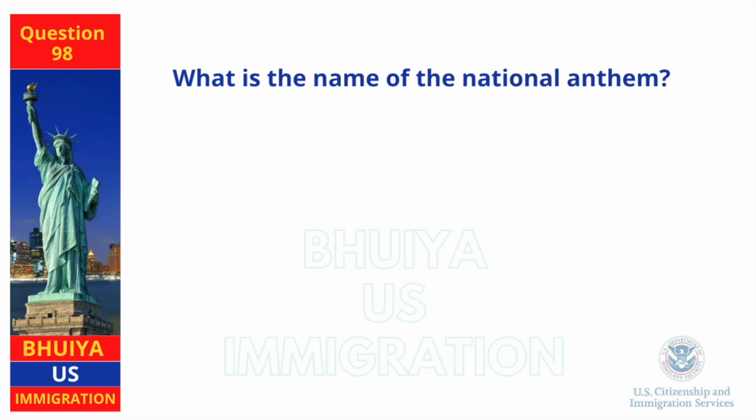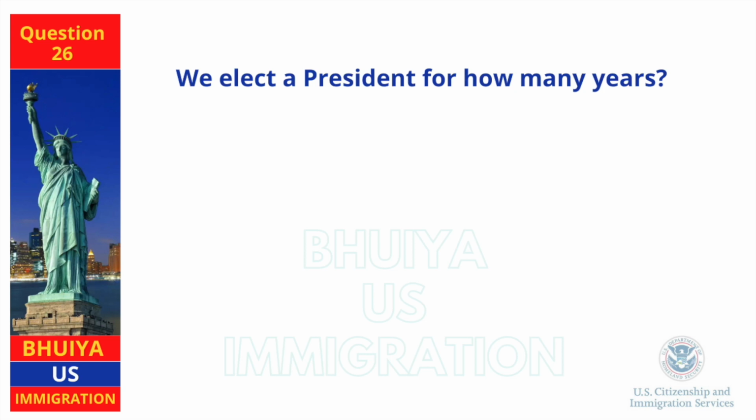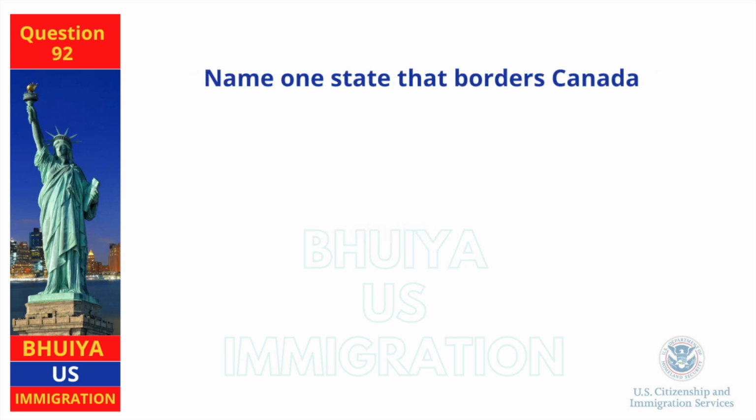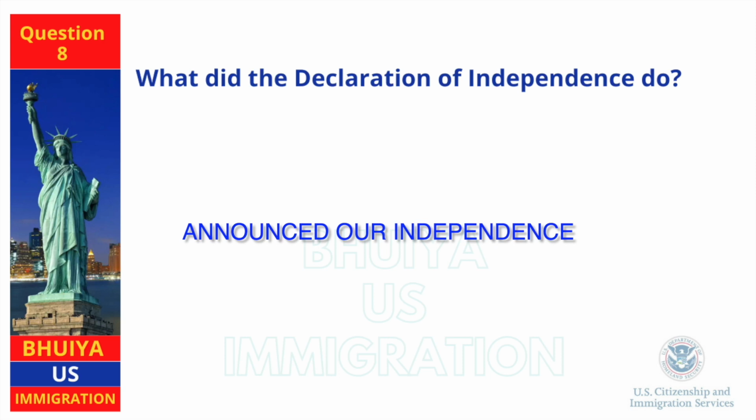What is the name of the national anthem? The Star-Spangled Banner. We elect a president for how many years? 4. Name one state that borders Canada. New York. What did the Declaration of Independence do? Announced our independence from Great Britain.